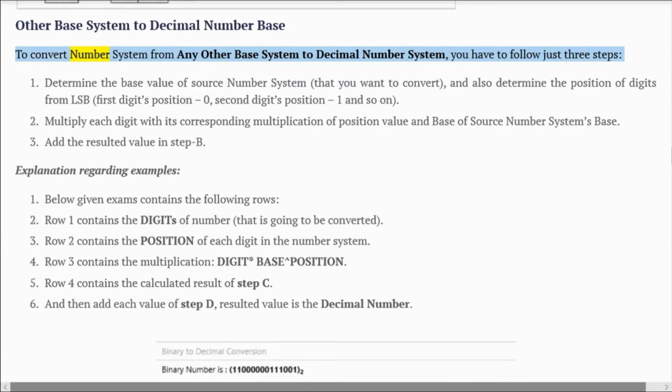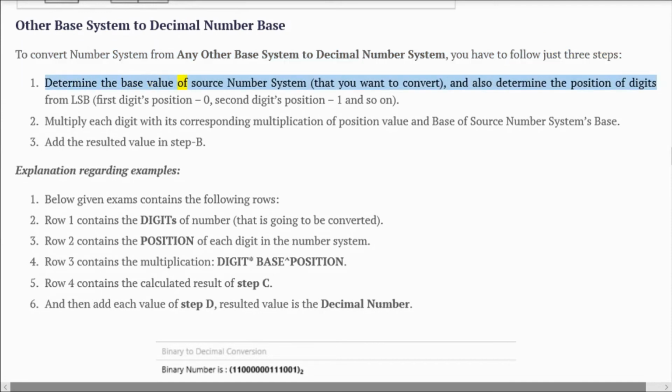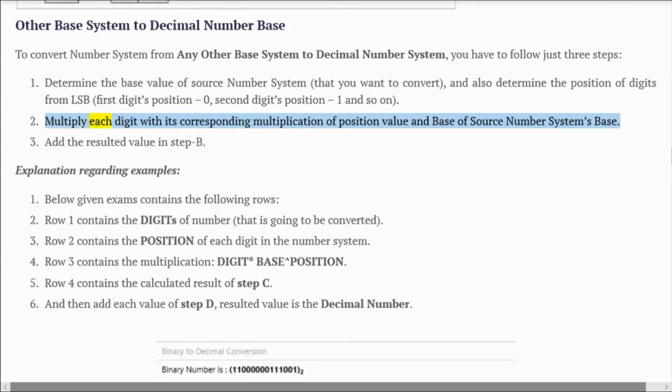Other base system to decimal number base. To convert number system from any other base system to decimal number system, you have to follow just 3 steps. Determine the base value of source number system that you want to convert, and also determine the position of digits from LSB, first digit's position 0, second digit's position 1, and so on. Multiply each digit with its corresponding base raised to the position value of the source number system. Add the resulted values from step B.